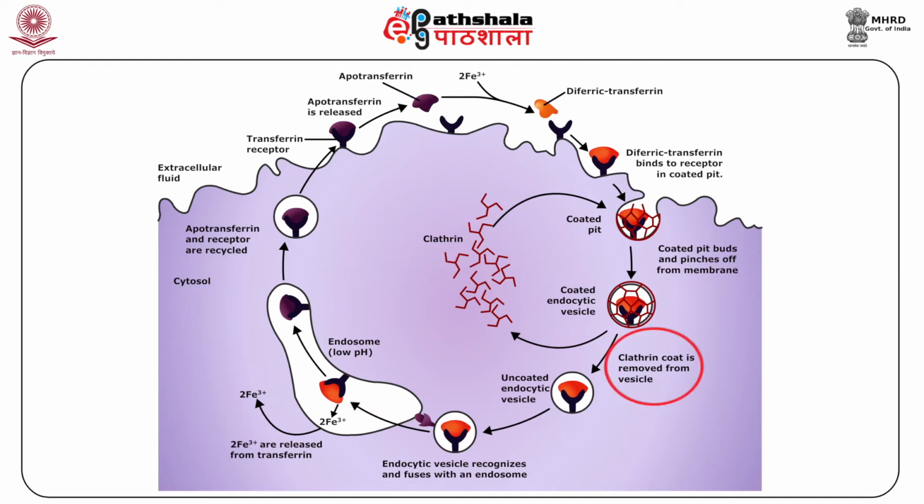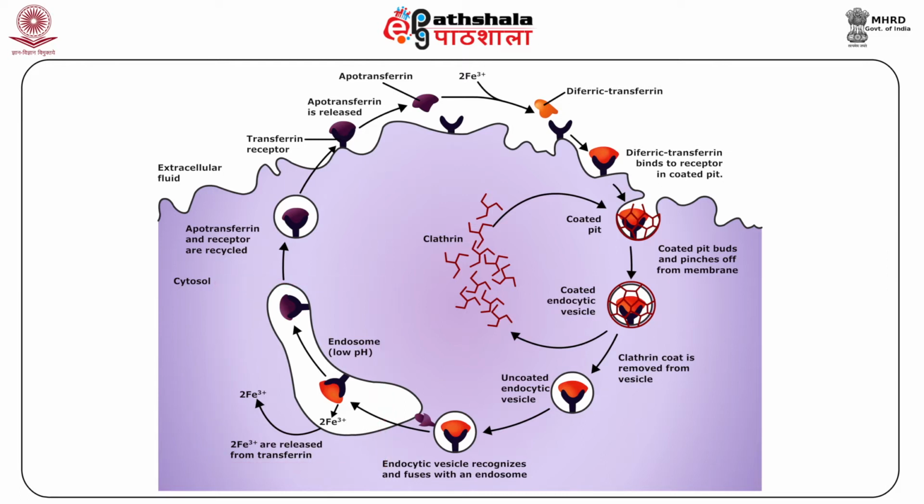After that, the clathrin is removed with the help of uncoating enzymes and the vesicle then combines with the endosomes. The pH of the endosomes is reduced to 5.5 due to the activity of V-type ATPases in their membranes, which weakens the association between iron and transferrin. This would eventually facilitate the removal of iron from transferrin.